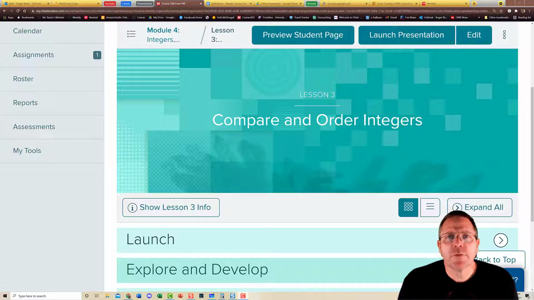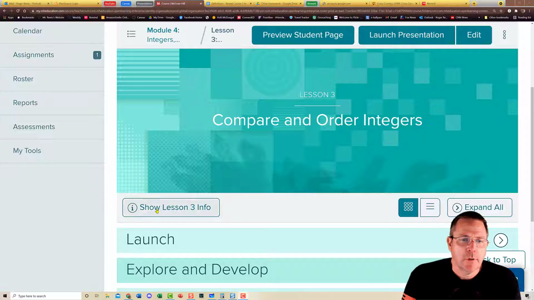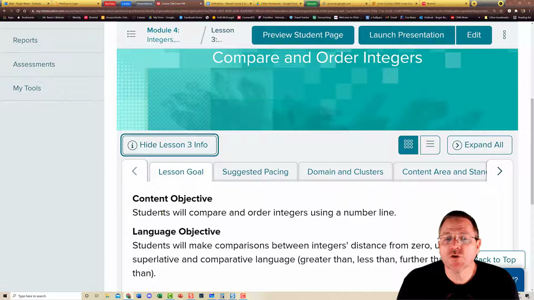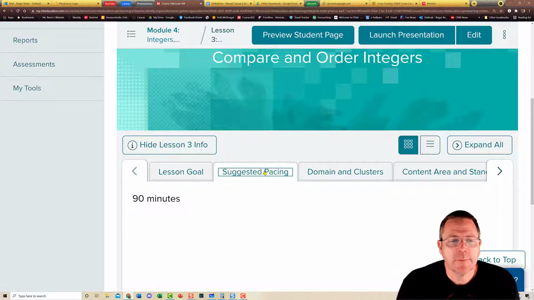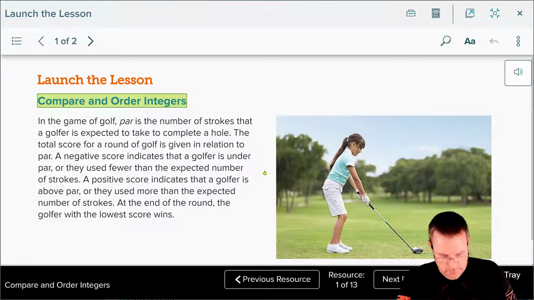Module 4, Lesson 3 deals with comparing and ordering integers. According to our lesson information, the objective is students will compare and order integers using a number line. That sounds pretty simple. The suggested pacing claims this will be a 90-minute or 2-day lesson, but we will see how it goes, because once again, that just doesn't sound like a very complex concept to me, but who knows what the textbook's going to do to us.